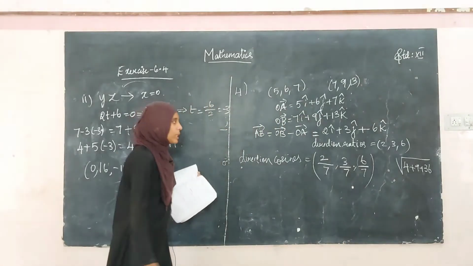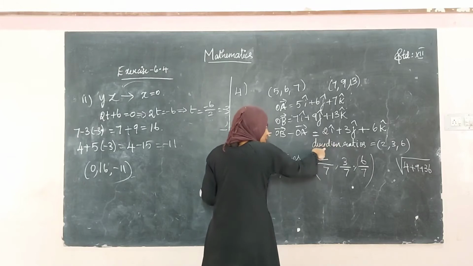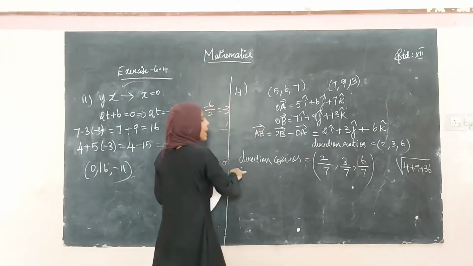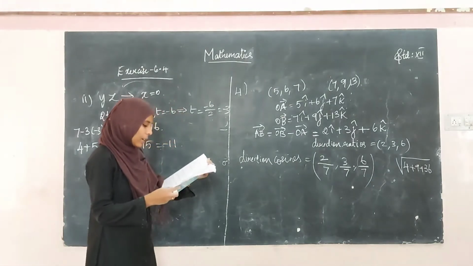Okay, got it? So this is direction ratio. This is not direction cosine. This is direction ratios. From the direction ratios we have to find the direction cosine. You have to be very clear with this. And then what have they asked us to find?